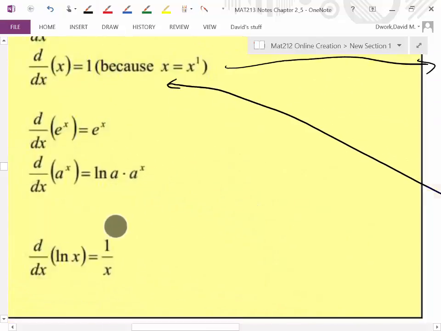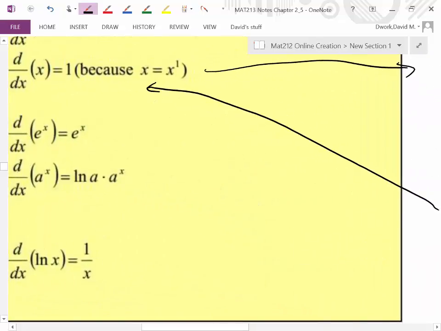Let me give you an example here of something like 3 to the x. So the derivative of that would be, you start by saying, all right, the natural log of the base times the original exponential you started with. There's your derivative. Okay?